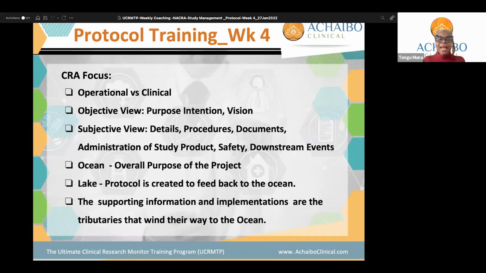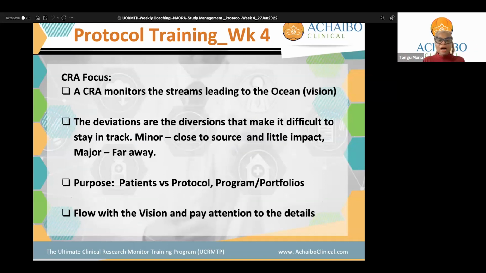And then I always talk about the project like a massive ocean. Protocols are like the little streams that are feeding into the ocean. The CRA's focus, or CRA, you're in QA, you guys are both in QA, but you know what I mean. The focus as a clinical research associate or clinical research professional is that we're constantly monitoring those various streams that are leading to the ocean. It's like the streams have to go to the ocean, one way or the other, right?